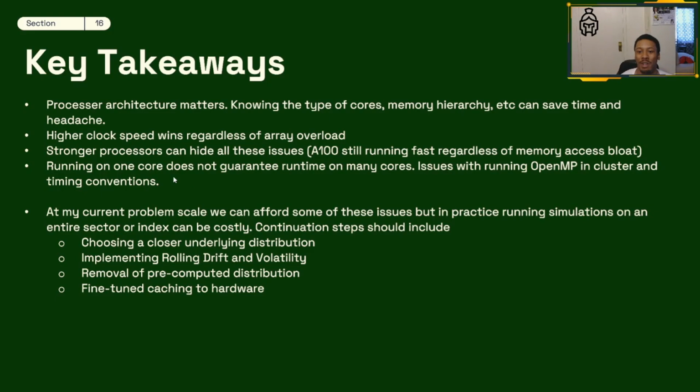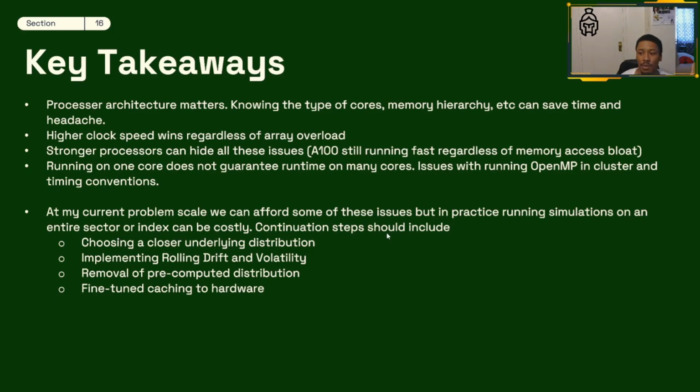And obviously, stronger processors hide all these issues. So the A100 was running fast regardless of the memory access bloat from the pre-computed Z array. It can hide the latency just due to having more gigaflops per second, but would essentially cause an issue running on larger and larger problem scale. So, like I say at the bottom here, at my current problem scale, we could afford some of these issues, but in practice, running simulations on an entire sector or index can be costly.